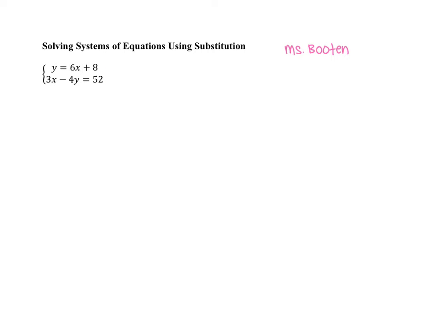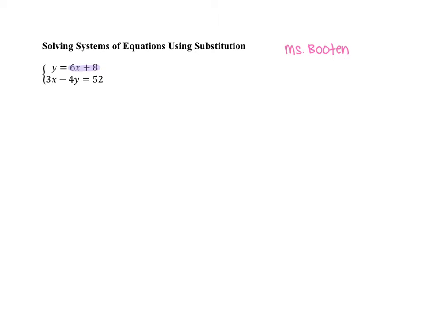Since we're solving using substitution, this one's easily set up for that because we have one of these equations written as a variable equal to an expression with the other variable. It's just y all by itself here. If we have y equals something or x equals something, we can easily use substitution. Since y equals 6x plus 8, anywhere I see y, I can substitute in the expression 6x plus 8.